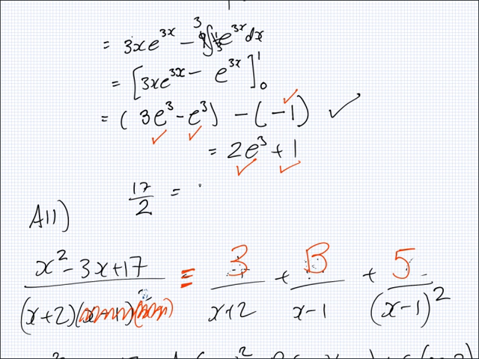That should equal 3 over 2 plus b over minus 1 plus 5 over 1. So let's see. 17 over 2 minus 3 over 2 minus 5. That will give me minus b. So then b I'm getting is minus 2. So it's 2. No, b is minus 2. I flipped the signs.